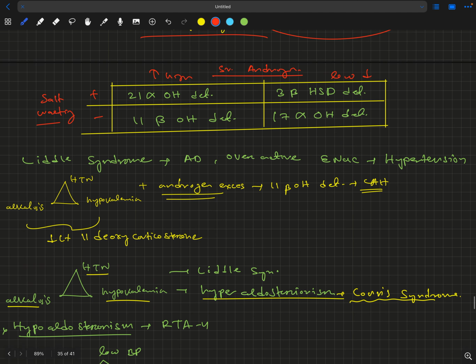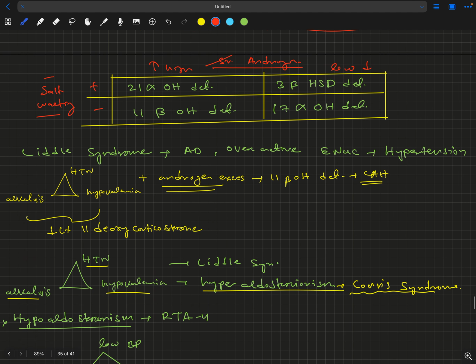Now this is the most important table: serum androgen versus salt wasting. Salt wasting is present in 21 alpha hydroxylase deficiency and 3 beta hydroxysteroid dehydrogenase deficiency. But in 21 alpha hydroxylase deficiency there will be high androgen, and in 3 beta hydroxysteroid dehydrogenase deficiency there will be low androgen. Salt wasting is absent in 11 beta hydroxylase deficiency and 17 alpha hydroxylase deficiency. There will be high androgen in 11 beta hydroxylase deficiency and low androgen in 17 alpha hydroxylase deficiency.